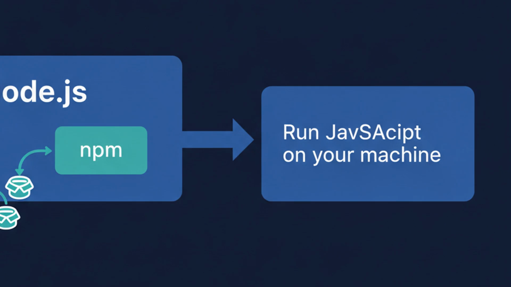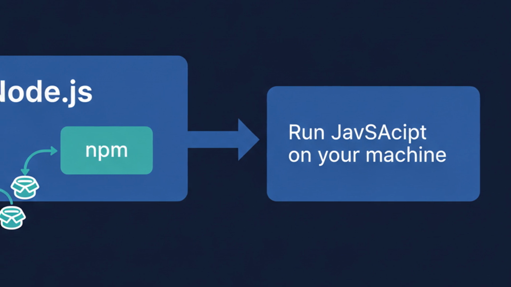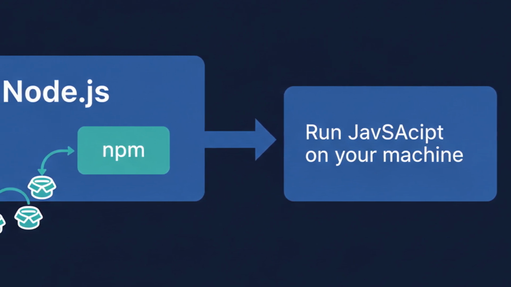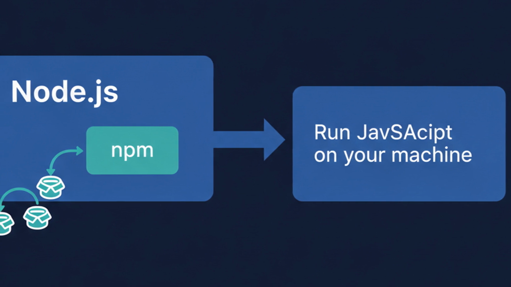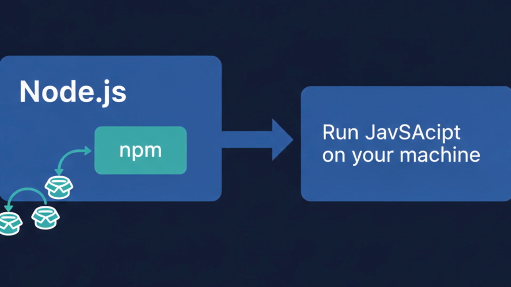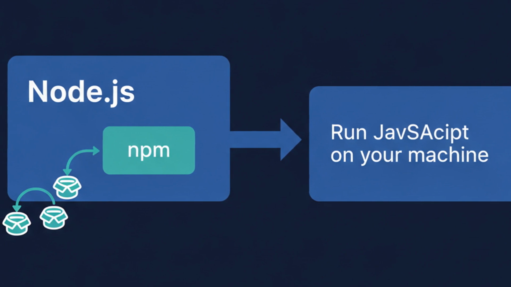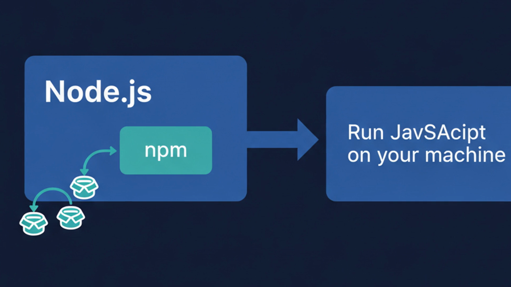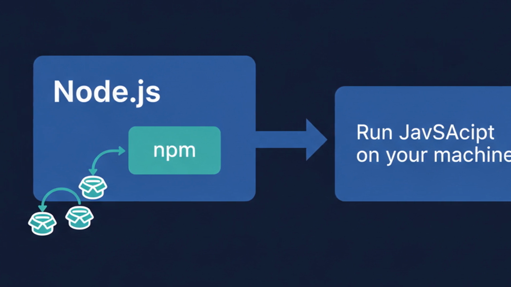First piece of the puzzle: Node.js. Node lets you run JavaScript outside the browser, right on your computer. It's the engine that will run our compiled code. And bundled with Node comes NPM, the Node Package Manager. Think of NPM like an app store for code. A single command pulls in tools and libraries other developers have already built. We need both. And the good news is, installing Node gives you NPM for free.